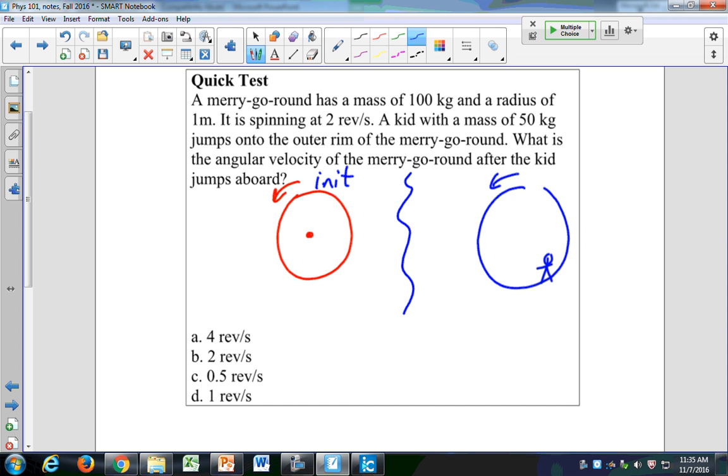And what I want to know is, what is the new angular speed or the angular velocity of this disk that's spinning after this kid jumps on? I want you to notice something here, that my units here are revolutions per second. I can keep them that because I see that my units are down here in revolutions per second. Okay, so what is the new angular speed? And you're looking at your conservation of momentum. That is that L initial equals L final.